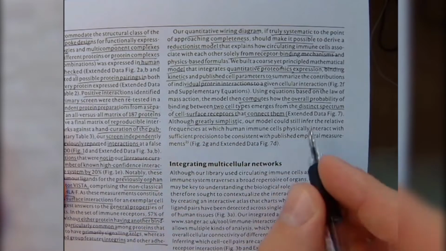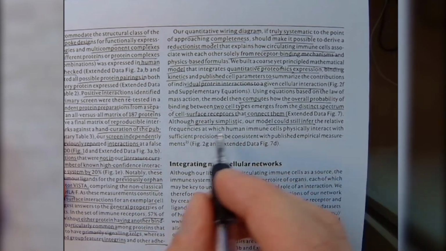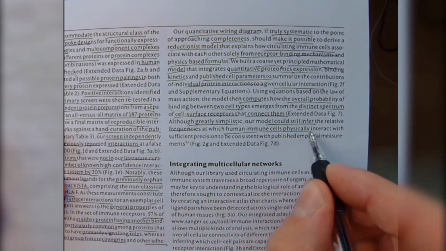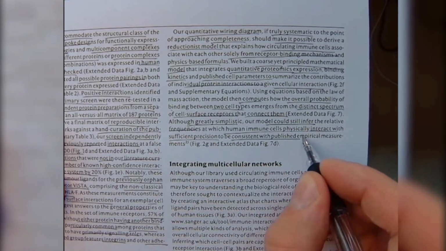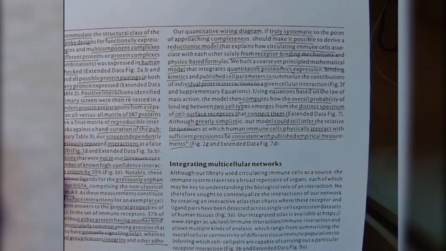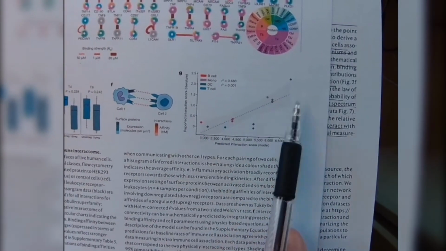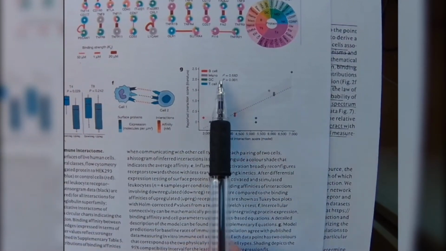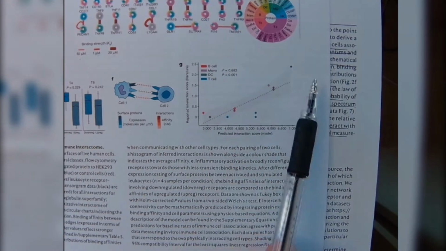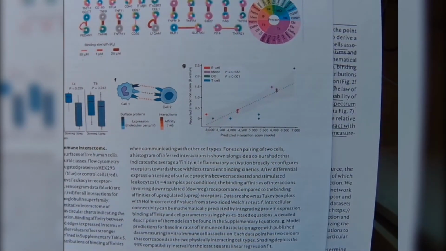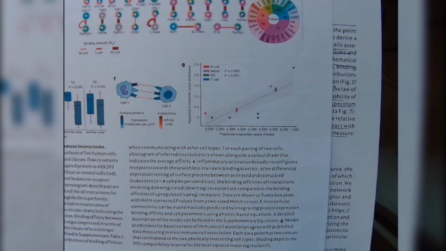Although greatly simplistic, our model could still infer the relative frequencies at which human immune cells physically interact with sufficient precision to be consistent with published empirical measurements, shown in Figure 2G and Extended Figure 7D. So we just looked at Extended Figure 7D, but in Figure 2G, you can see this positive correlation between B cells, monocytes, dendritic cells, and T cells. So this positive correlation indicates that their predictions are accurate.